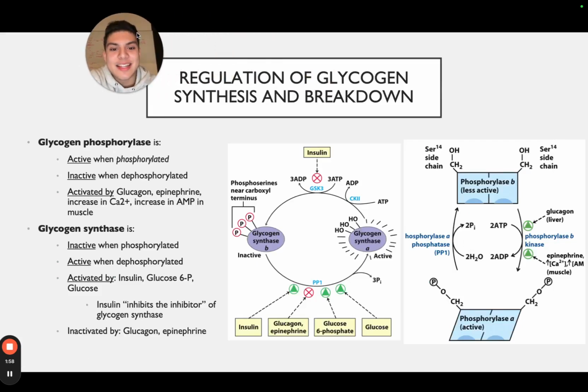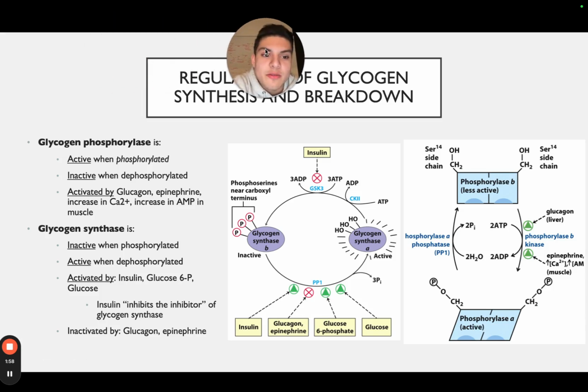And then this is the last slide, I'm pretty sure. Yeah. So regulation of glycogen synthesis and breakdown. Glycogen phosphorylase and glycogen synthase can be regulated. And so I will orient you to these 2 diagrams.